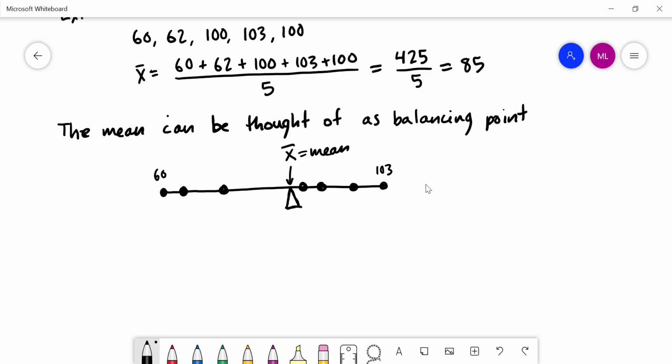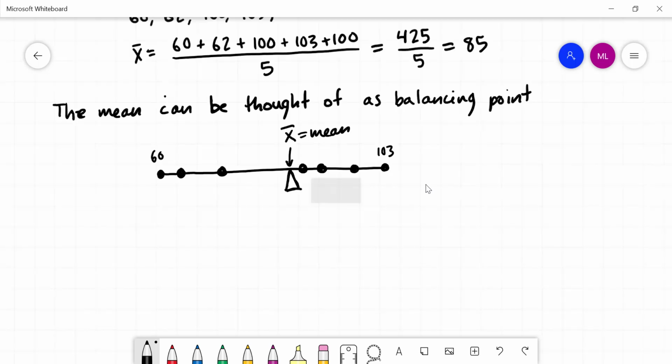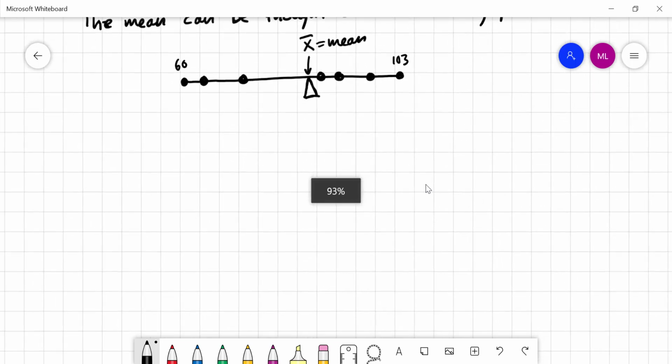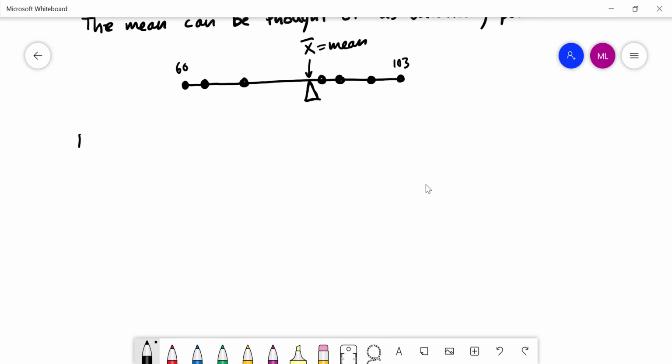Okay, so let's move on to the next topic, which is going to be the median. And the median is, again, another measure of center, but it is essentially the middle number in an ordered list.